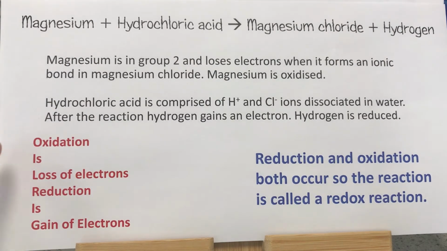So remember our OIL RIG: oxidation, that's what's happening to the magnesium, is loss of electrons, because it loses those electrons when it becomes the ionic compound magnesium chloride. Reduction is gain of electrons, which is what's happened to the hydrogen, because as hydrochloric acid it was an H+ positive ion, and it's now gone back to being an element, so no charge. And because reduction and oxidation have both occurred in this reaction, we refer to it as a redox reaction. Hope you found that useful. Thank you.